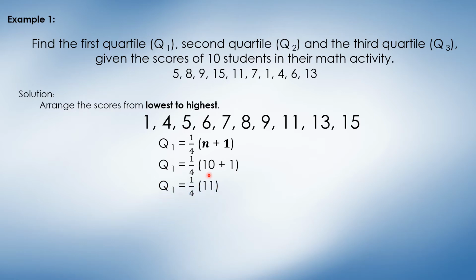First, evaluate 10 plus 1. This is 11. Then 11 multiplied by 1/4. 11 times 1 is 11, and then copy the denominator, which is 4. 11 divided by 4 is equal to 2.75. By rounding off 2.75, this is approximately 3. So we need to get the third term from our arranged data: first, second, third. So the first quartile is equal to 5.